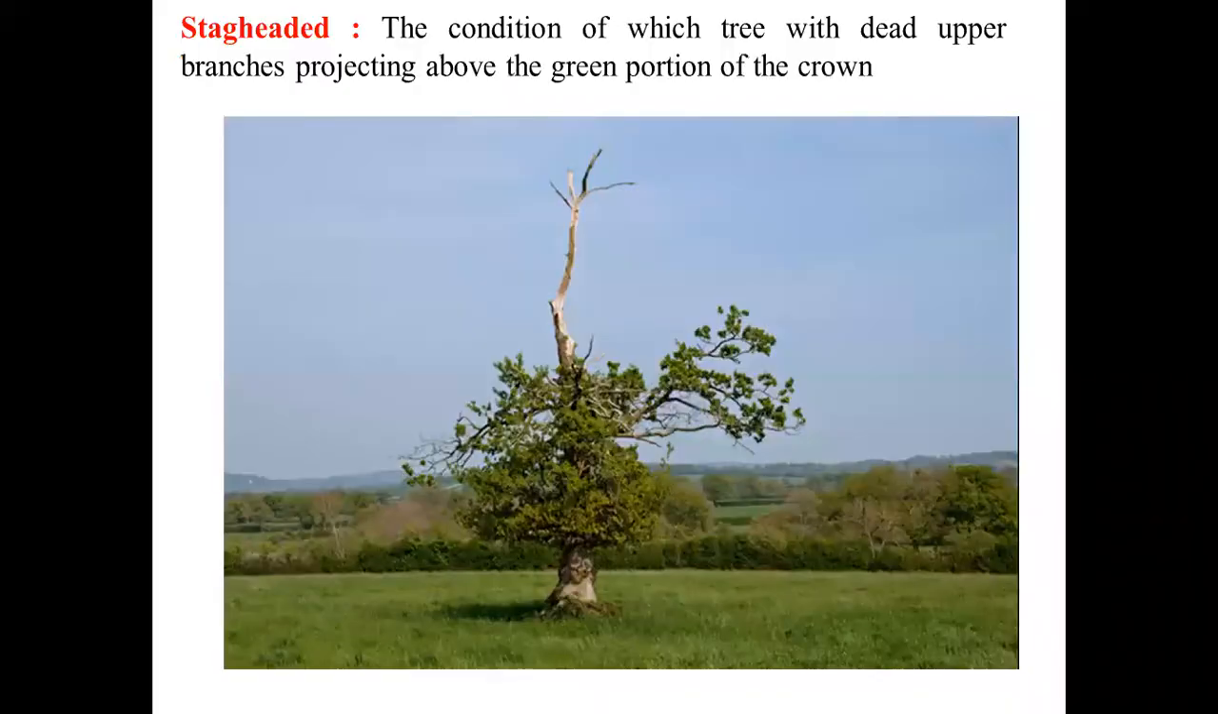Next one is from the last class. We have covered some of the portion of stag headed. In the stag headed, there will be dead branches in the upper portion and green branches in the lower portion. I have taken a Google photo, and there you can see the stag headed. You can see the dead branches projecting above the green branches.